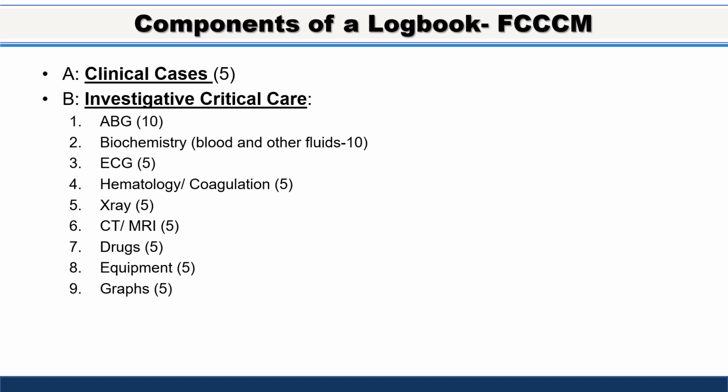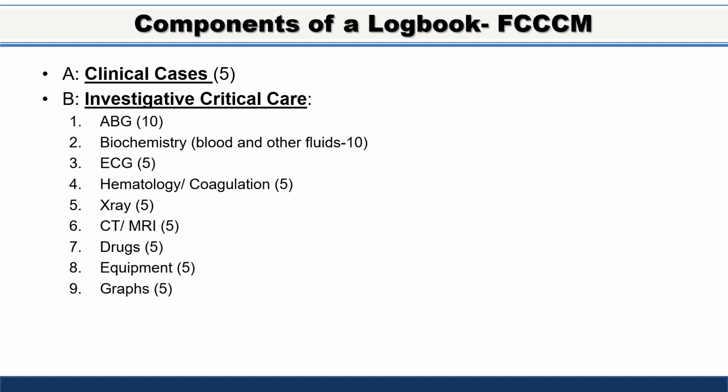The second is investigative critical care, which is a big group and essentially has those components which you face in the OSCEs. So you will have ABGs, biochemistries, and biochemistry includes blood and other fluids like urine, pleural fluid, ascitic fluid, CSF. You have ECGs, hematology coagulation, imaging like X-rays, CTs and MRIs, and then drugs, equipment and grafts.